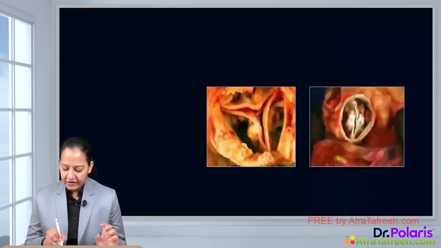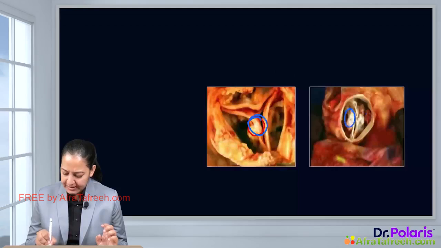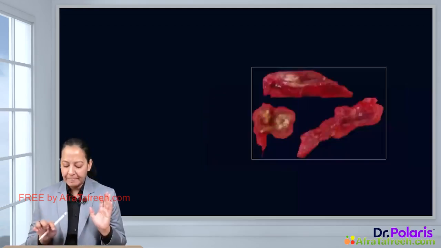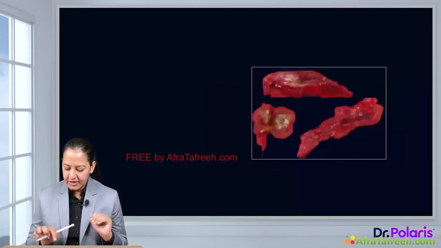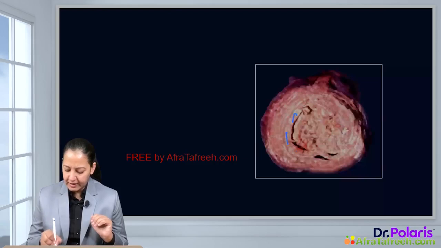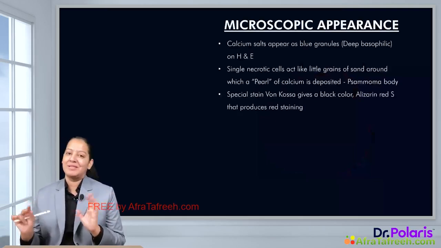So here in this diagram, you can see the heart walls. You can appreciate the chalky white deposits here in the wall of the heart, and in this tissue, and in this tissue also. So these all are chalky white gritty deposits grossly.